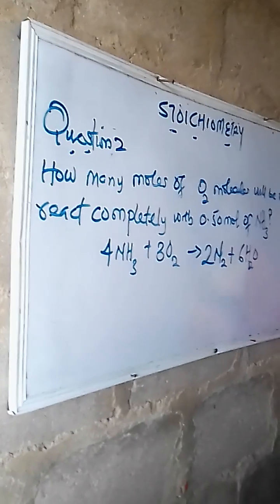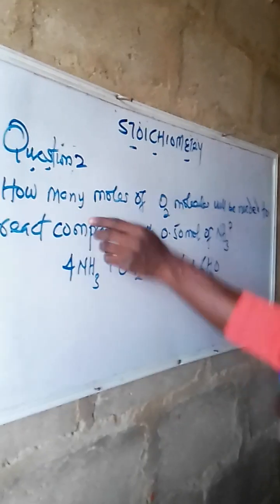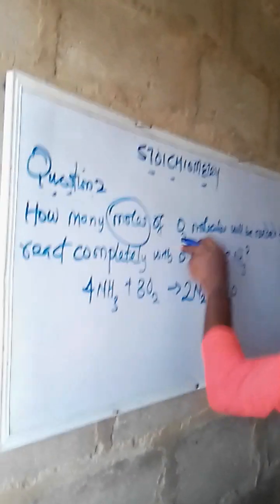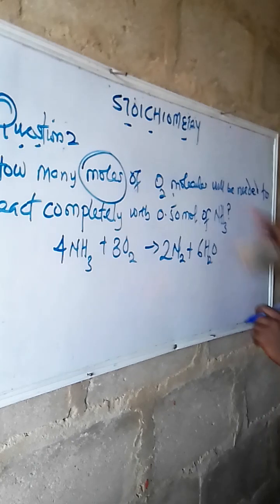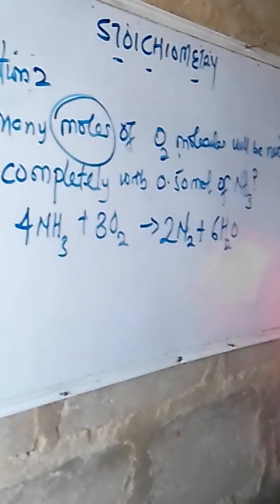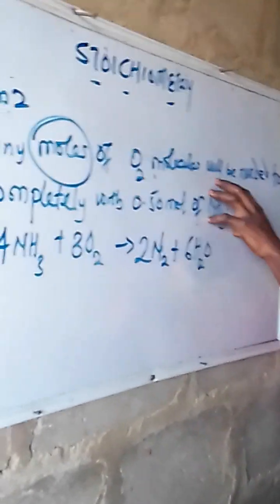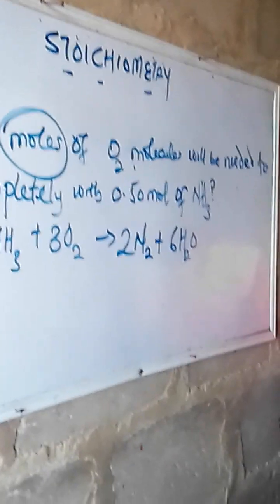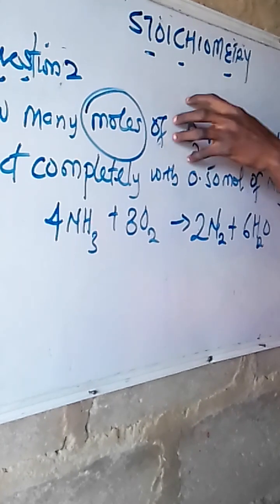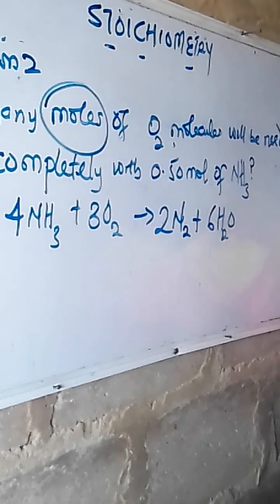Question number 2 on stoichiometry. What should come to your mind is that you read the question, then digest the question. How many moles? That means what are we asked to calculate? Moles again. Moles of what? Oxygen. Are we together? That means how many moles of oxygen will be needed to react completely with this? That means what are the two things that are reacting? Ammonia. NH3 is ammonia. NH4 is what? Ammonium. NH3, when it's reacting with this, how many moles of this will be reacting with this? That's what the question is asking.